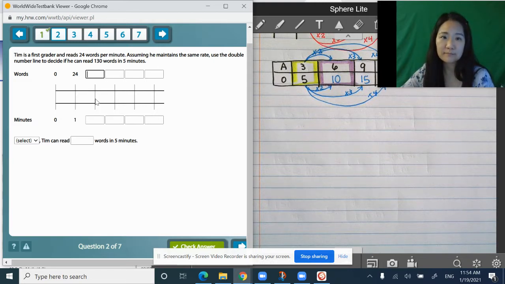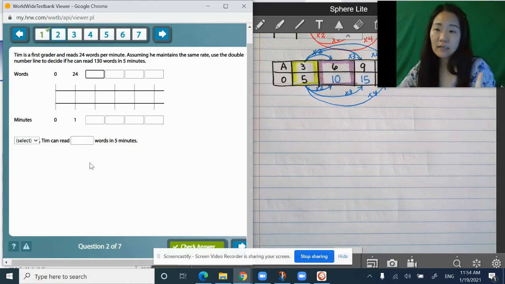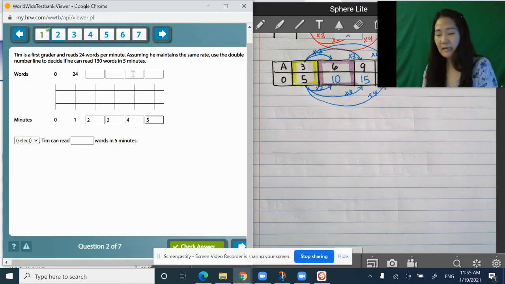Okay, you're not going to be... oh, you are typing? I guess, okay. All right, so you want to find out how many words he reads in 5 minutes, and you see this double number line is similar to a table, it just looks different. What I'm going to do is 2 minutes here, 3 minutes here, 4 minutes here, 5 minutes here, and find out, just like with the table.